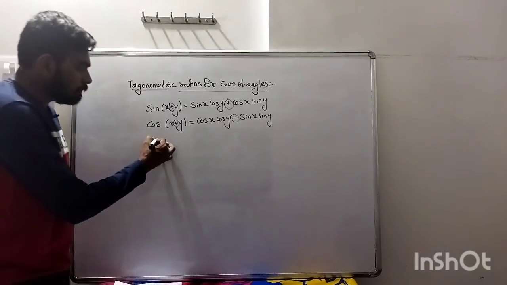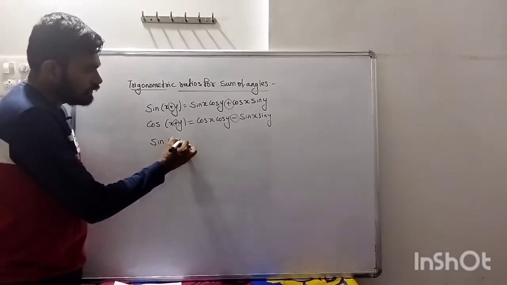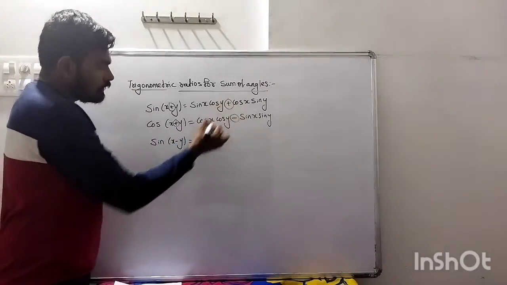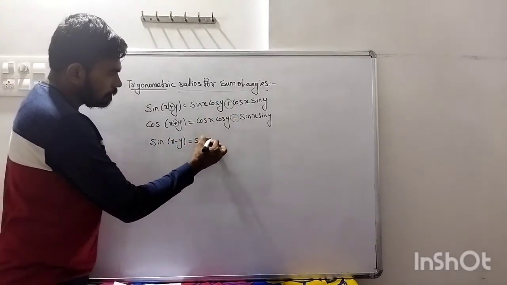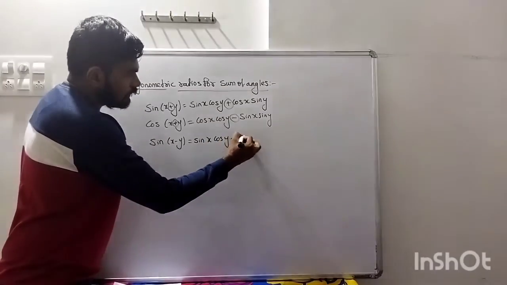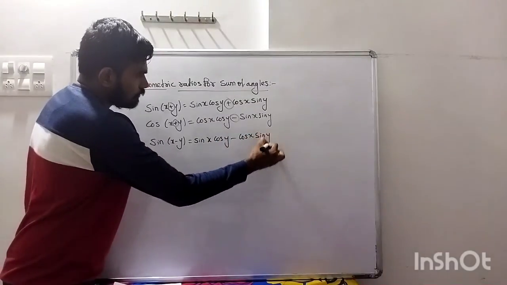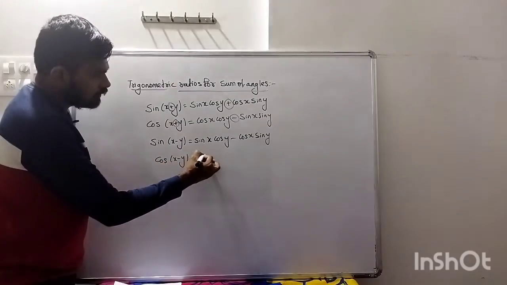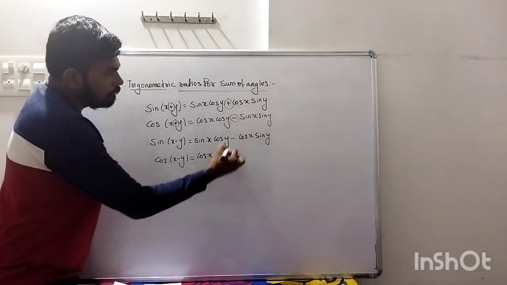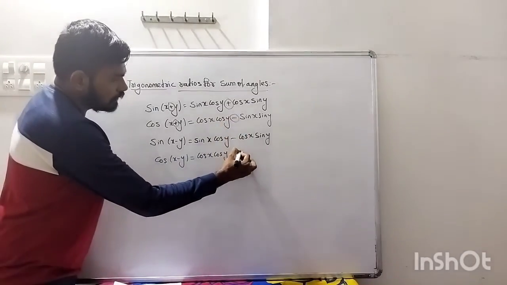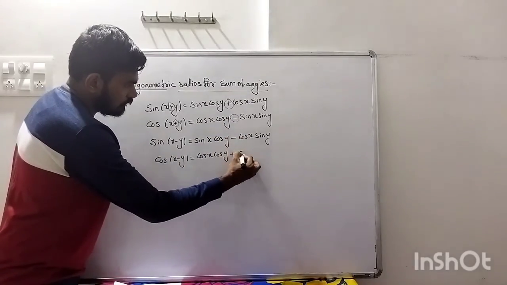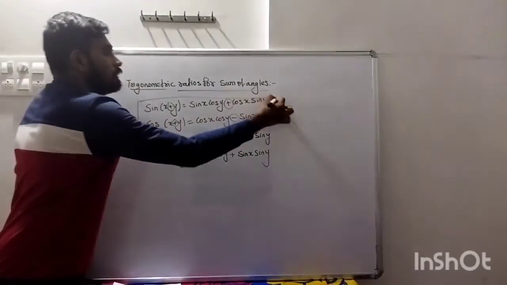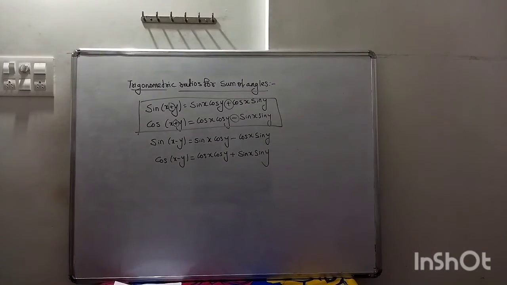If you want sin of x minus y, it is also easy. What we do is replace with a minus sign: sin x cos y minus cos x sin y. Similarly, cos of x minus y is cos x cos y, change this sign, plus sin x sin y. Just remember these two formulas. If you remember these two formulas, you can make the other formulas.